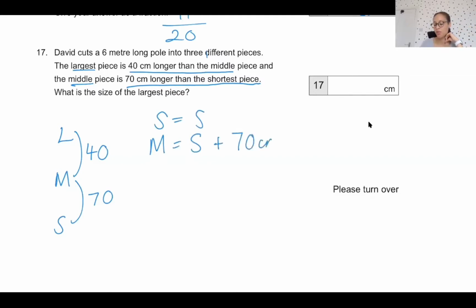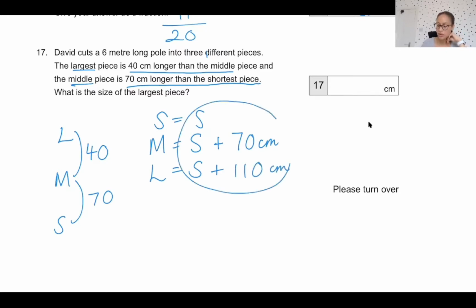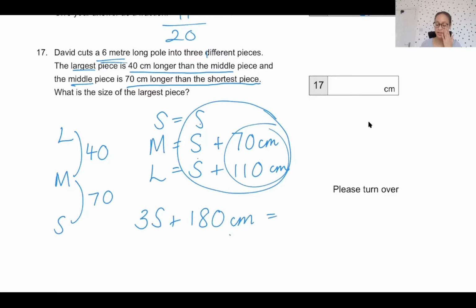Keep following, Poppy, just to make sure you get the final thing. And then the large piece is the small piece plus how many centimeters? Yes, Tamer, 110. Now I'm going to add those together. So I have 3 small pieces plus 180 centimeters, and that equals 6 meters, but as I'm working in centimeters, I'm going to write 600 centimeters.